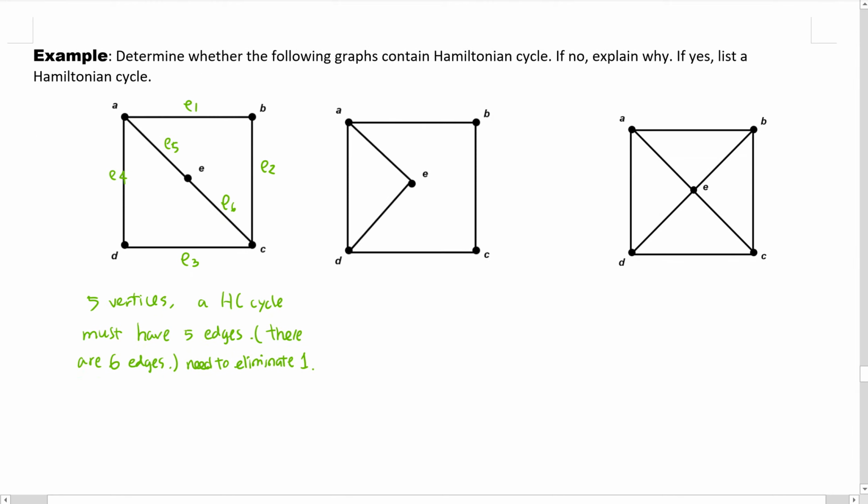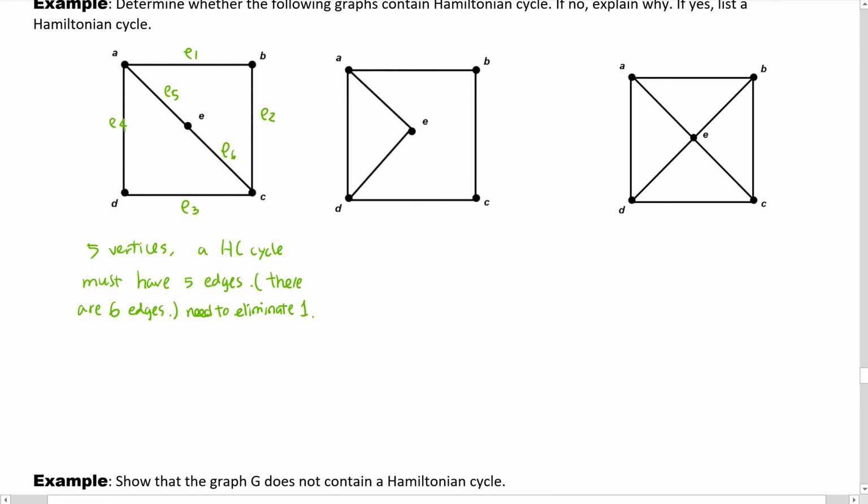So how do we eliminate? First, look at the vertex with degree 2. So this is this guy, which means the edges connecting to it cannot be eliminated. So we want to keep E4, E1, E2, E3, E5, and E6. You can see we cannot eliminate any of them.